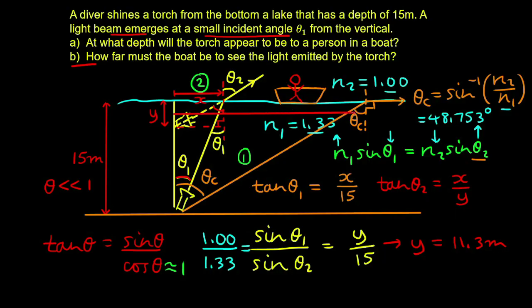And therefore this horizontal distance can be calculated using trigonometry. So we'd have tan theta c is equal to the opposite edge on the adjacent edge, being the depth of the lake, and solving for x gives you a distance of around 17 meters.